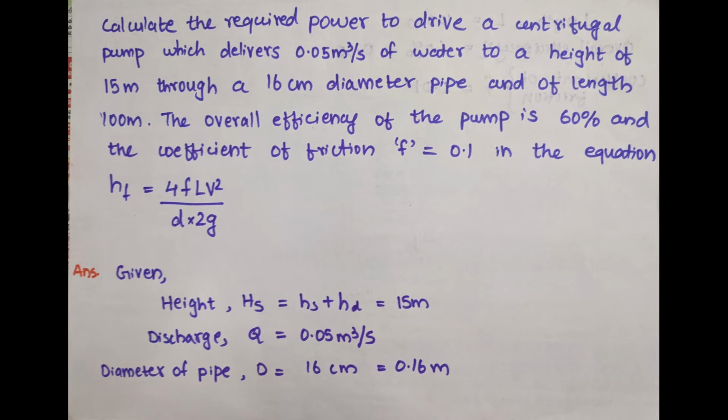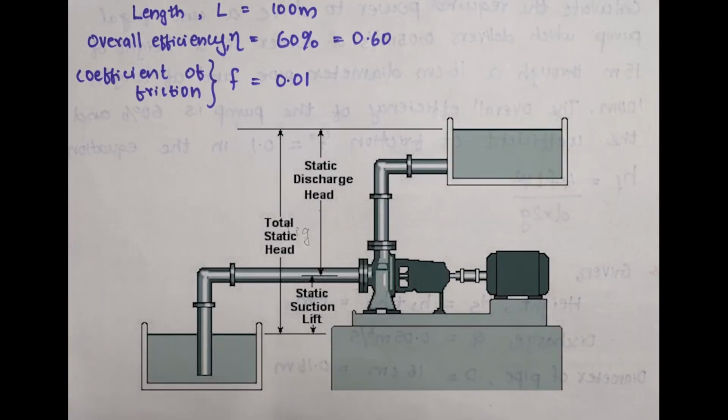So let's go to the answer. Given height H equal to HS plus HD, which is 15 meter. Discharge Q equal to 0.05 meter cube per second. The diameter of pipe D equal to 16 centimeter equal to 0.16 meter. The length L equal to 100 meter. The overall efficiency eta equal to 60%. The coefficient of friction F equal to 0.01.